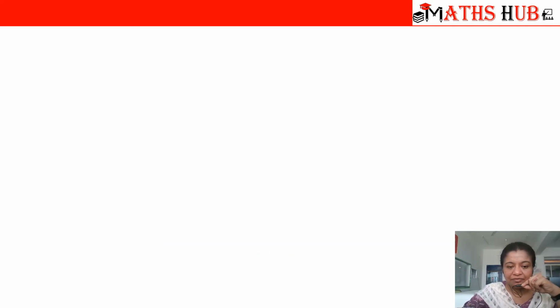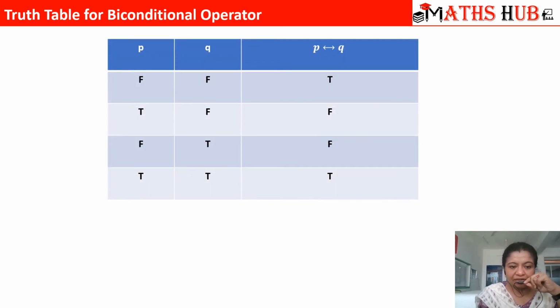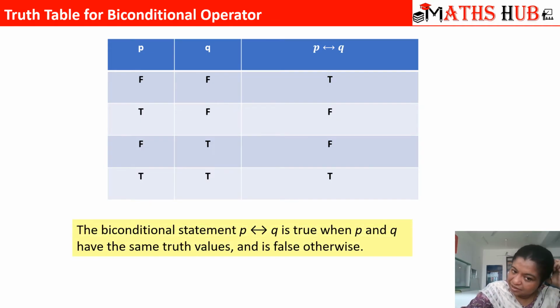Now let us go through the truth table for the biconditional operator. Like the previous ones, P and Q are the input conditions and the output is P biconditional Q. A very interesting feature is that when both statements are false or both are true, only then the biconditional statement is true. If either of them is false, you get a false answer. So the biconditional statement is true only when P and Q have the same truth values.